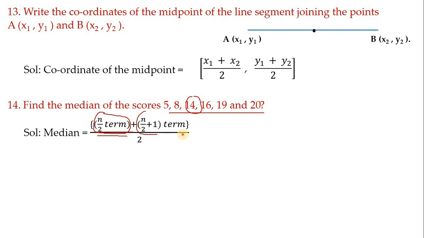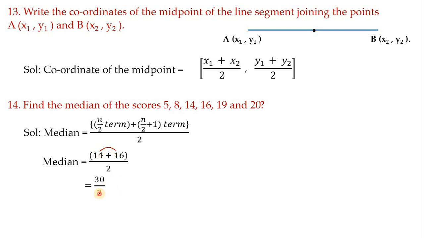And what is the meaning of the n by 2 plus 1 term? N by 2 we just got as the third term, so for the third term you have to add 1, giving the fourth term. What is the fourth term? 16. So you add 14 and 16 in the numerator, and in the denominator write 2 itself. Now add these two: 14 plus 16 is 30, and in the denominator write 2 as it is. 2 ones are 2, 2 15s are 30. So our answer is 15. So the median is 15, children.